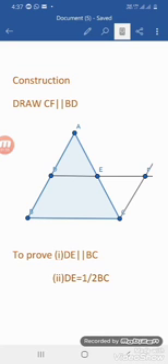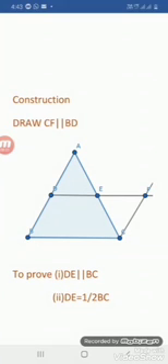In order to prove DE parallel to BC, what we are going to do is prove that the quadrilateral BCFD is a parallelogram. As you know, the opposite sides of a parallelogram are parallel and equal. So once we are able to prove that quadrilateral BCFD is a parallelogram, we could say that DF is parallel to BC and eventually DE will become parallel to BC. So our aim is to prove that quadrilateral BCFD is a parallelogram.